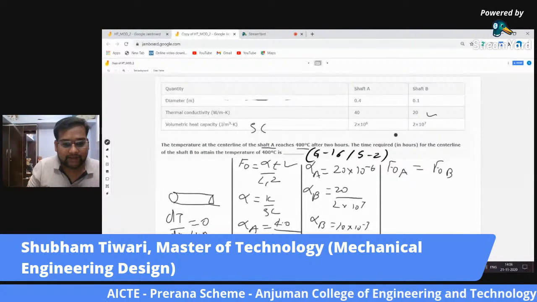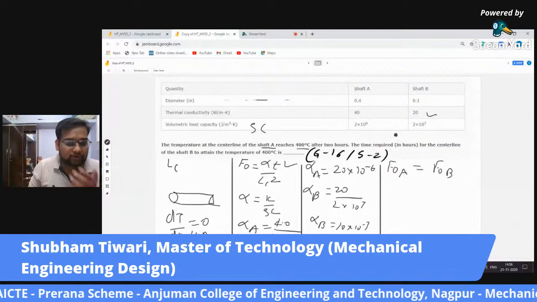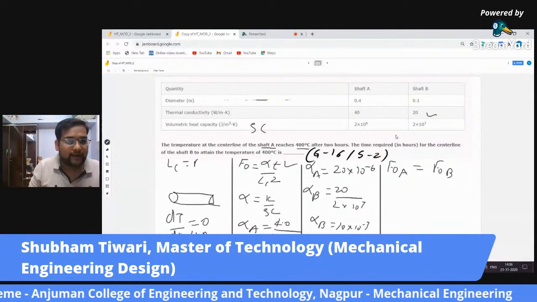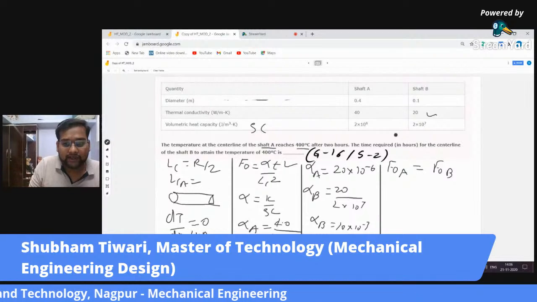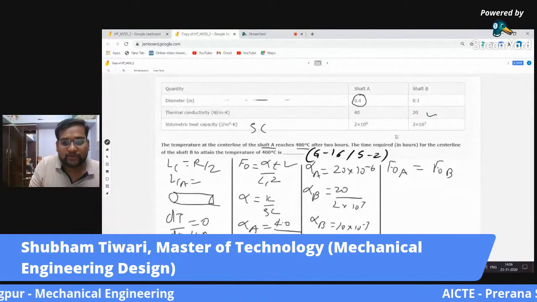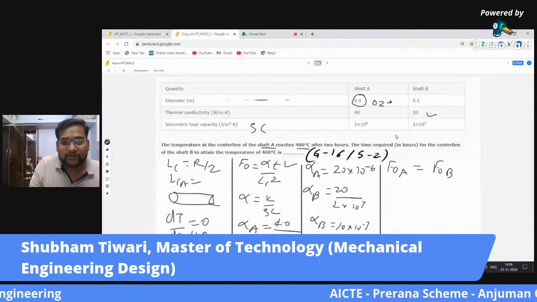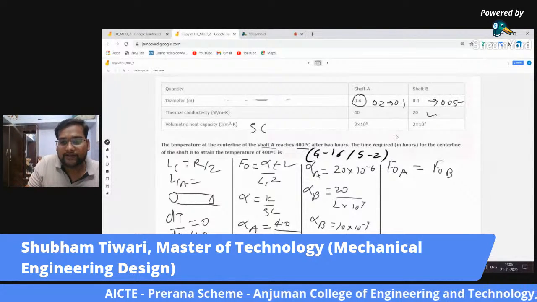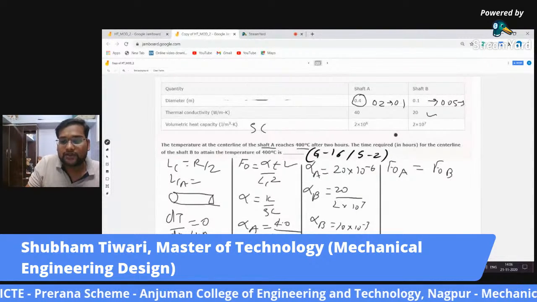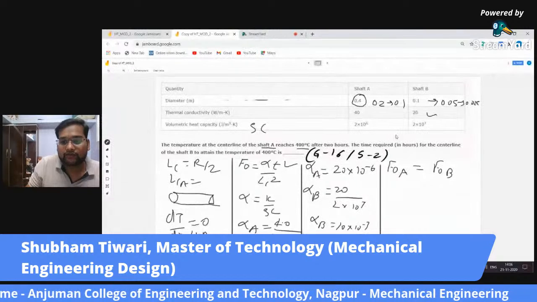There is another thing, Lc. Since both are cylinders, Lc is R by 2. For Lc for A, now listen carefully, here it is diameter. So its radius will be 0.2 and Lc will be 0.1. And similarly, for B it is 0.05 and Lc will be R by 2, which is 0.025.